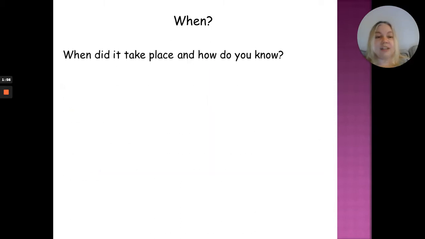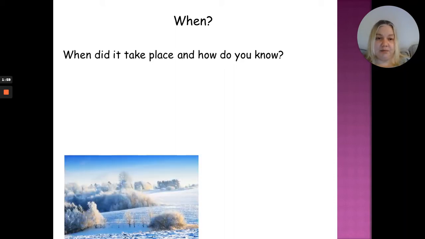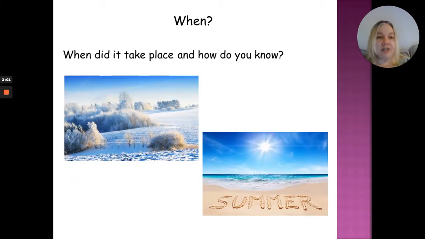When? When did it take place and how do you know? There may be clues in the text. For example, it might talk about snow being on the ground. It might tell you that it's cold. They might be playing on the beach in the sun and it's hot. These would give you clues to the time of year that the story is happening in. For example, winter or summer. It may be more specific and it may give you a date or a time that the events are actually happening.